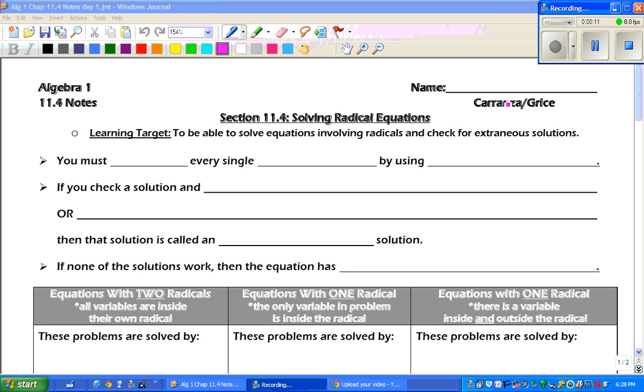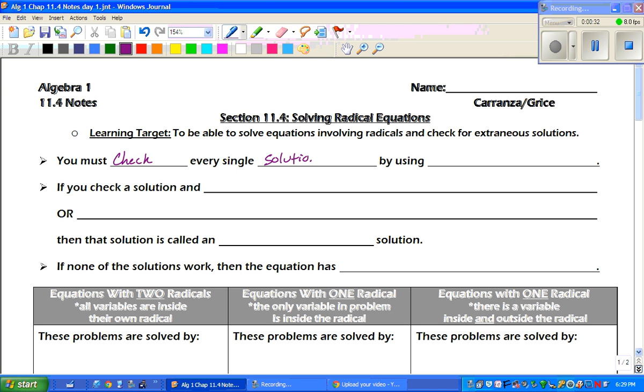Today we're talking about solving radical equations. Our learning target today is to be able to solve equations involving radicals and check for extraneous solutions. Let's go ahead and get started. So you must check every single solution by using substitution. Okay, today we're going to be talking about solving radical equations. At the very end we will be checking every single thing.